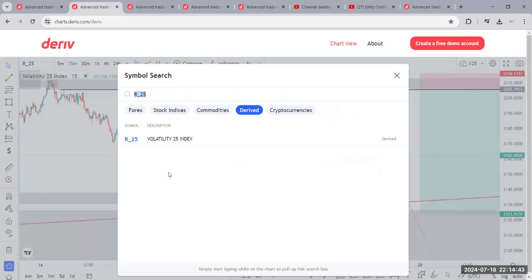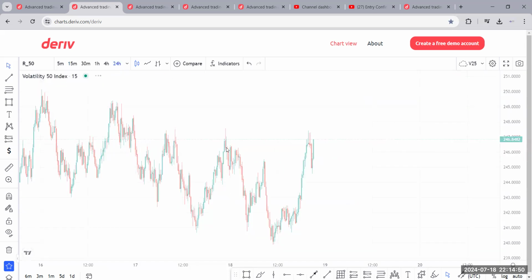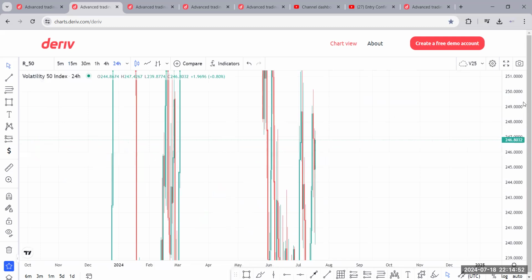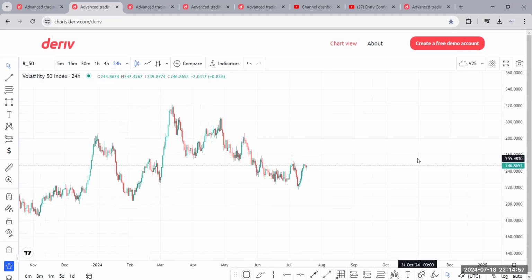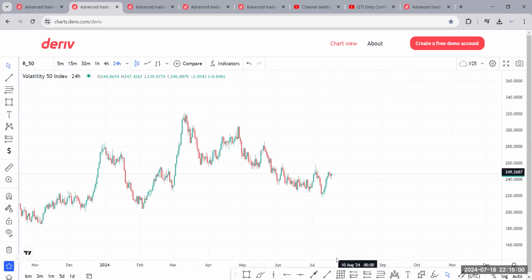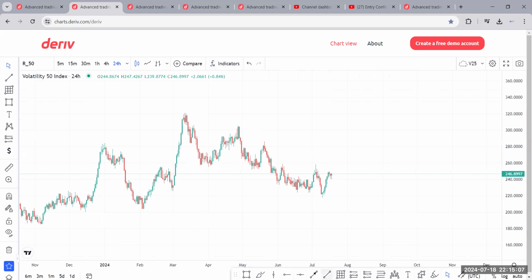Let me go to VIX 50. All right, so VIX 50, this asset has been bearish as well. We have price trending down in that fashion, but I see that as a liquidity build up. All right, buy side liquidity, which price is going to target.